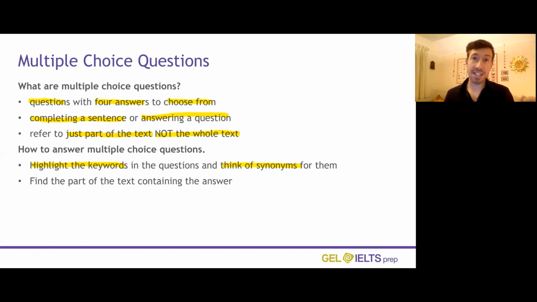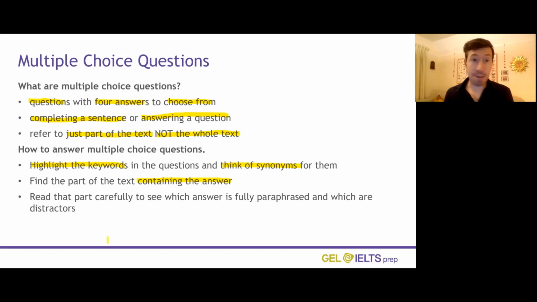Once you've highlighted the keywords and you've thought of synonyms, you need to find the part of the text containing the answer. So you quickly look for it and you go, okay, I think the answer is in here. When you've found that part of the text, you need to read that part carefully to see which answer is fully paraphrased. What I mean is which of the options, the 4 options, is 100% in there. Not just 1 word or 2 words, but the whole thing needs to be in the text.